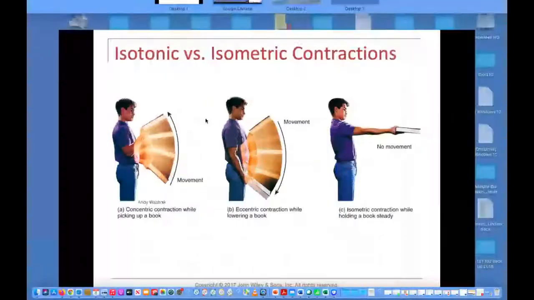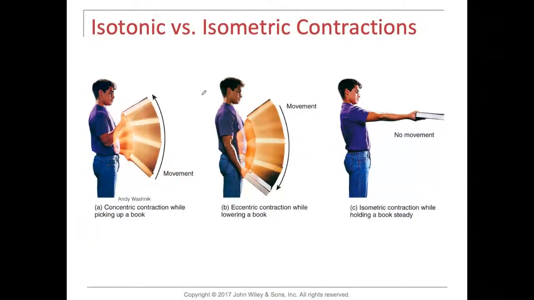Dr. Lindner here. We are going to be talking about different types of contraction. And when we look at these three pictures, you'll see that this gentleman is doing three different things, right? In picture A, this is referred to as a concentric contraction. In B, this is referred to as an eccentric contraction. And in C, just holding the book still in midair is an isometric contraction.